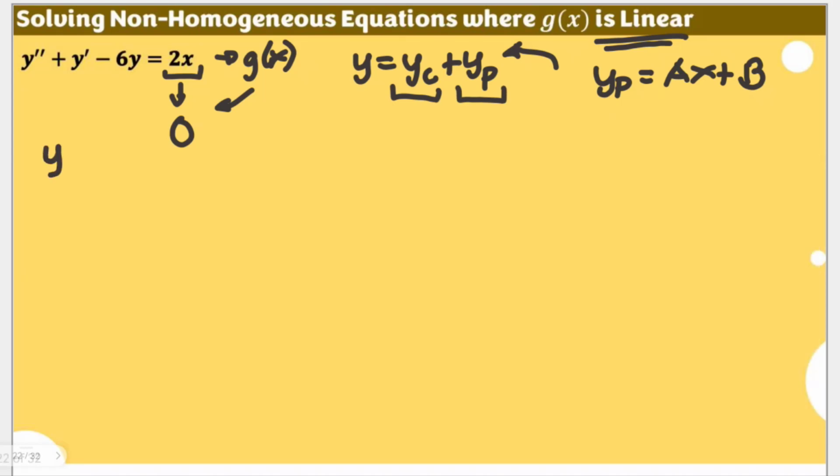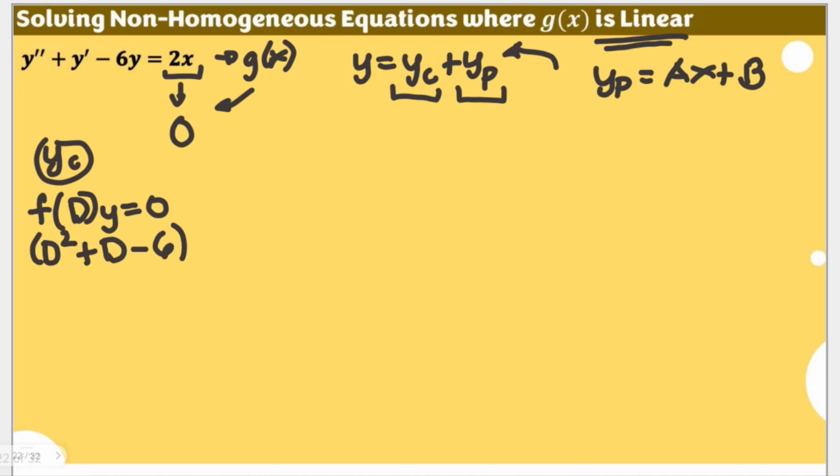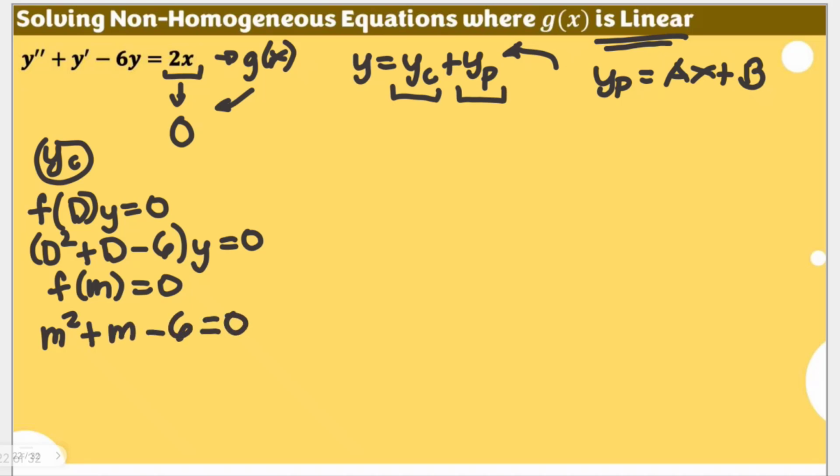So let's start with y sub c. In solving for y sub c, as mentioned, we are going to use the same process in solving homogeneous equations where our g of x is equal to 0. Here, it's not 0, it's 2x, but that's the process for y sub c. Hence, we will have this given equation with differential operator D. We will have D squared plus D minus 6, and then y equal to 0. After this, you can construct already its auxiliary equation. Hence, you will have m squared plus m minus 6 is equal to 0.